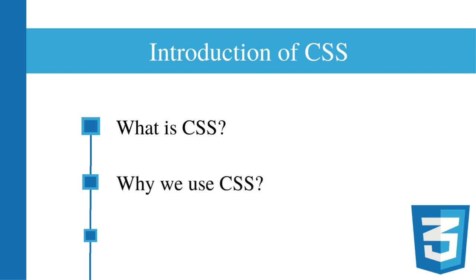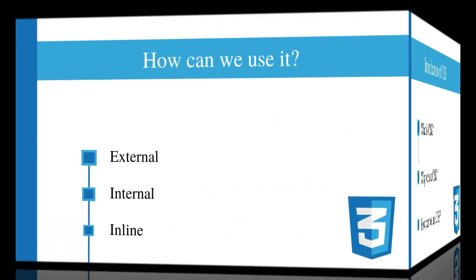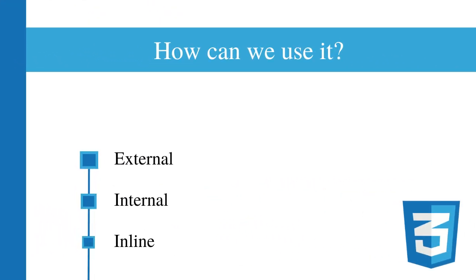Second, why do we use CSS? CSS is used to define a style for your web page, including the design, layout and variations in display for different devices and screen sizes. Next is how we can use CSS. There are three ways to insert CSS. First is external, second is internal and third is inline.